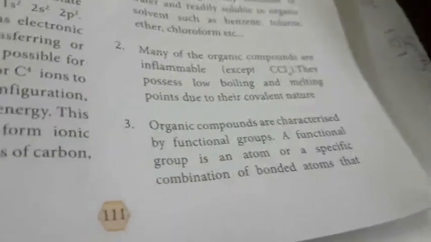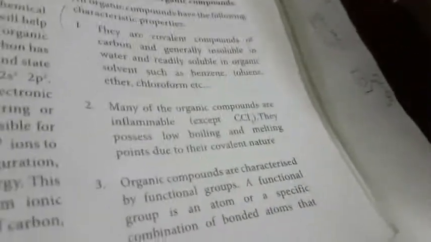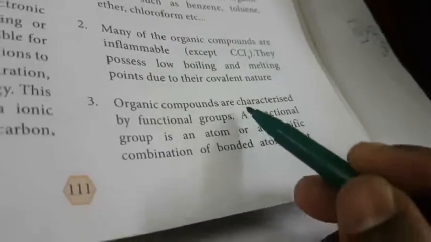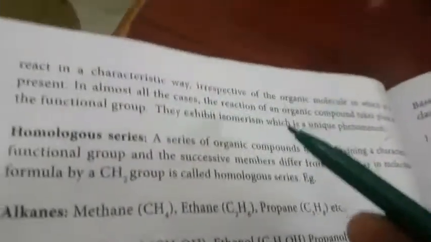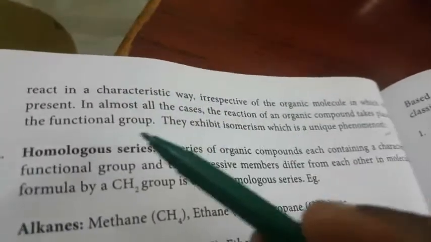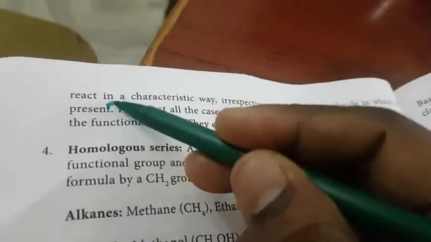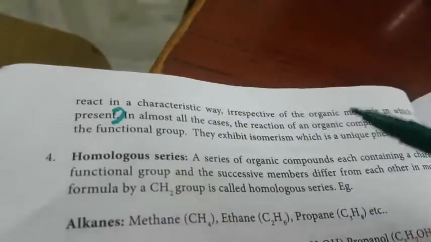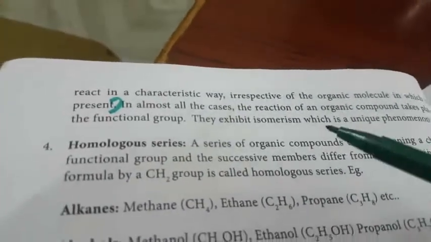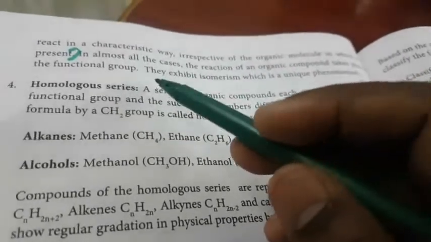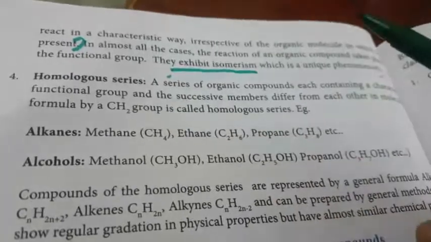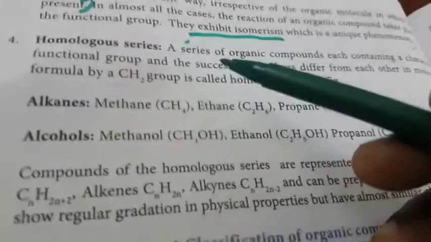In all organic compounds, mark that a functional group is an atom or a specific combination of bonded atoms that reacts with the same characteristics irrespective of the organic molecule in which it is present. According to the group present, they react accordingly. Another one is that they exhibit isomerism, which is unique. All organic compounds exhibit isomerism. And another one is homologous series.